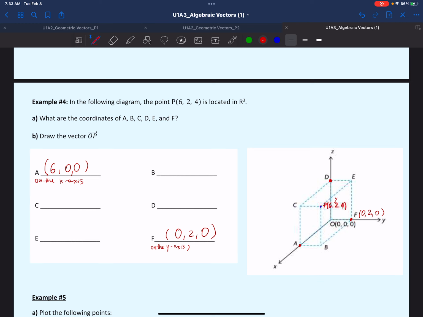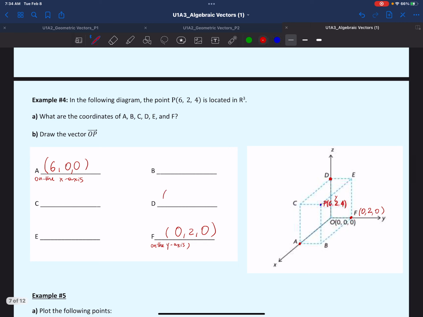The last point on the axis will be the point D. So this is on the z-axis. So since point D is on the z-axis, then we'll say that only z is different than 0. So the other two must be 0. So now we're going to look at the points on planes. So I'm going to start off with point B. So point B is on the xy plane. We said that on the xy plane, z is 0. So when I write the coordinates of point B, I'll say the last coordinate z is 0. The other two are 6 and 2.